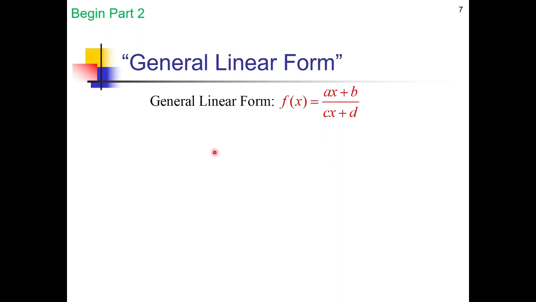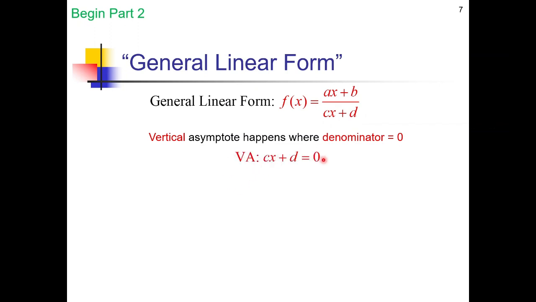With vertical asymptotes, as we talked about in the last part, those happen where your denominator equals 0. Those are caused by the attempt at dividing by 0, which is always going to be a failed attempt. So if you want to find the vertical asymptote for something in this form, you just need to set this denominator, cx plus d, whatever c and d really are, equal to 0, and then solve for x.